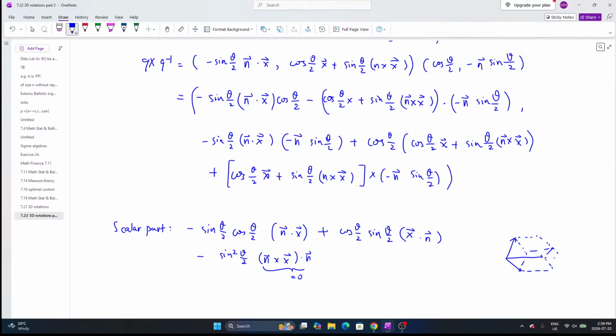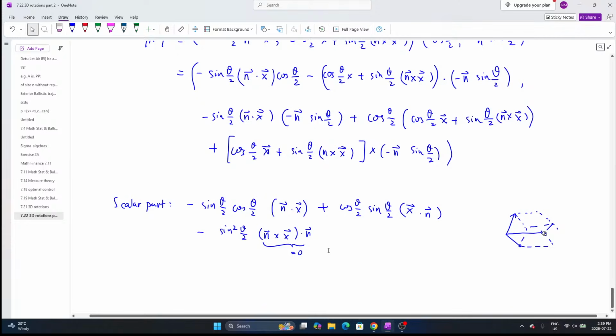Signed volume. Okay, that's not a good diagram, but basically you get the idea. So this is a volume. But here you see if two vectors are the same or in the same direction in a scalar triple product, it immediately tells us the volume is 0. So the scalar part vanishes as needed.